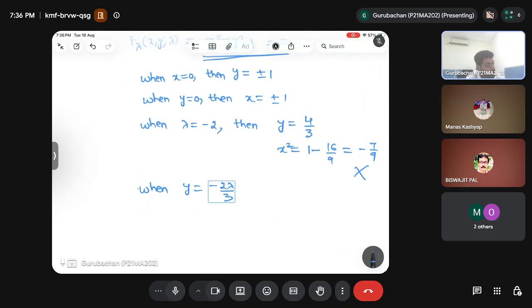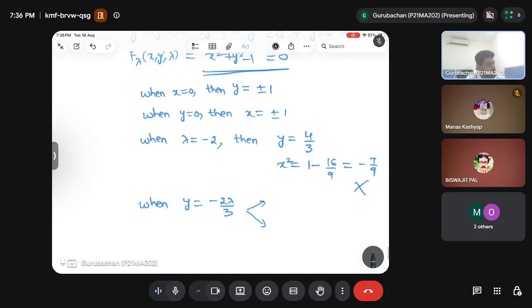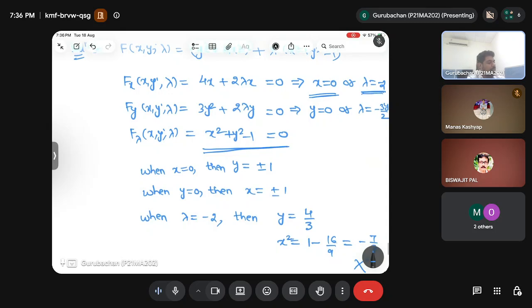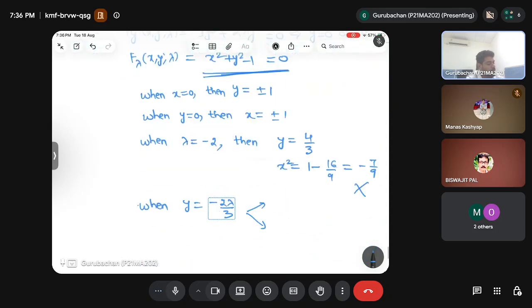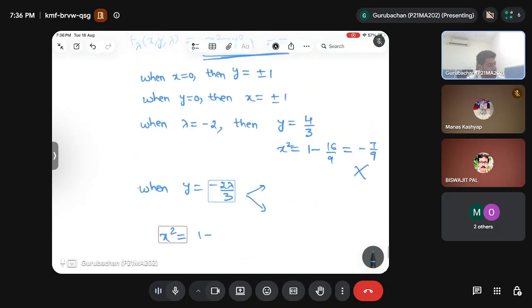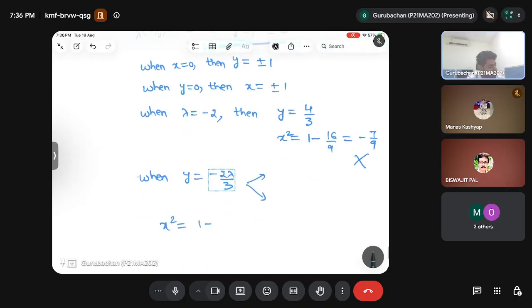See, from first and second case, if you compare, from first case you have two possibilities: either x is 0 or lambda is minus 2, and from this you can calculate the values of x. So what will be x square? This will be 1 minus 4 lambda square by 9. Sorry, 4 lambda square by 9.